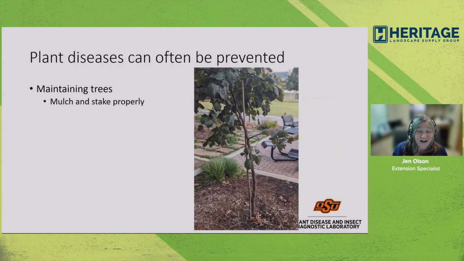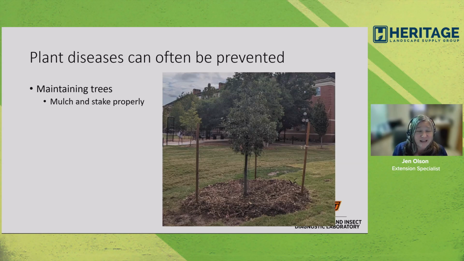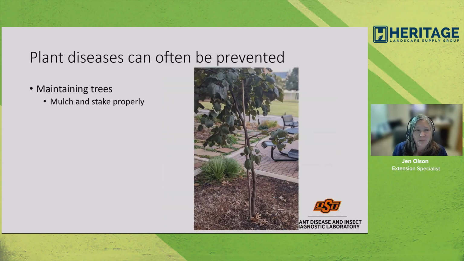Staking. This is properly staked. I personally think we ought to remove stakes, especially in Oklahoma, windy areas after a month or so. Those trees really need to get used to the wind. It helps develop a better root system. This is not proper staking. This is a stake that came with the tree, really just to help prevent damage during shipping. It's just propped up against the tree. That's not proper staking.